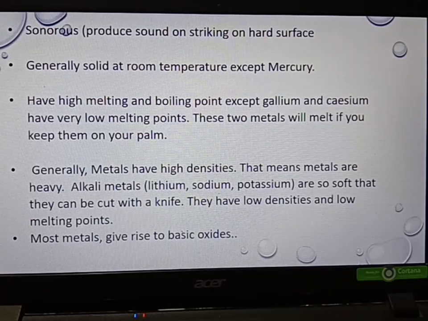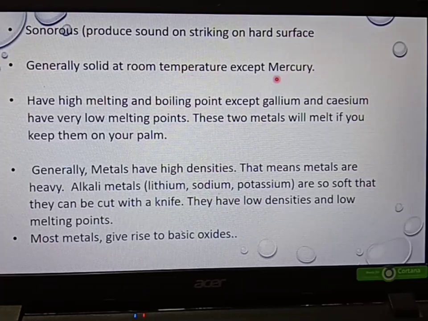Children, I just now told you metals are really hard. That is why generally they exist in a solid state. And I can say except mercury, which you already know is liquid, generally all metals are solid.